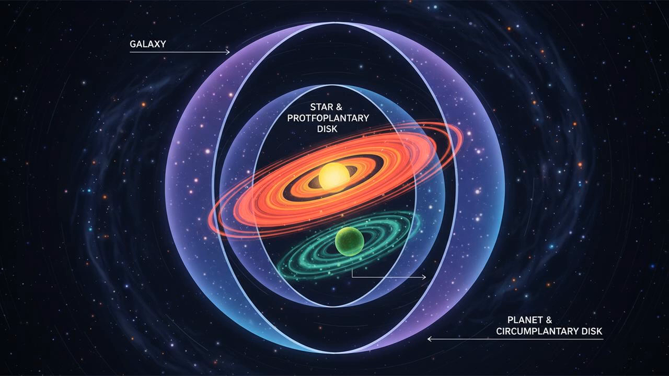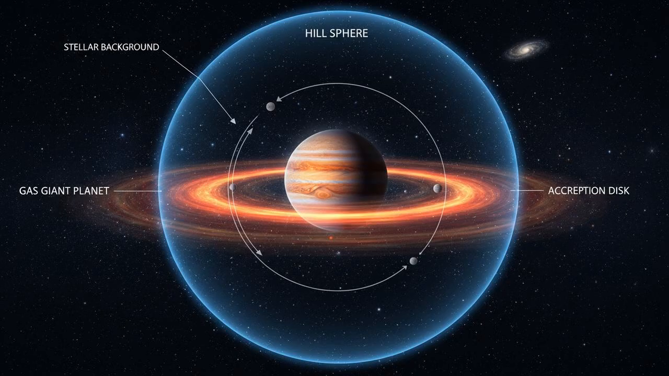But here is the key. That gap is not empty. Gas streams across the gap, bridging the divide between the stellar disk and the planet. When this material approaches the planet, it carries too much angular momentum to fall directly onto the surface. Instead, it spirals inward, forming a smaller secondary accretion disk around the planet itself. This is the circumplanetary disk. It is a disk orbiting a planet, which is orbiting a star, which is orbiting the galaxy.